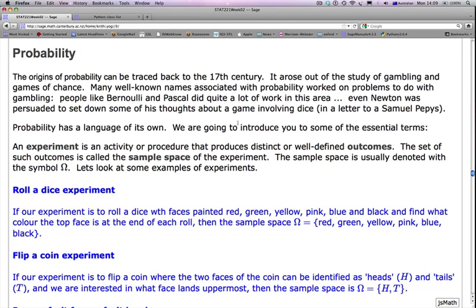Welcome to lecture 2.6 of the SAGE-based course on Monte Carlo Methods. The topic now is probability.